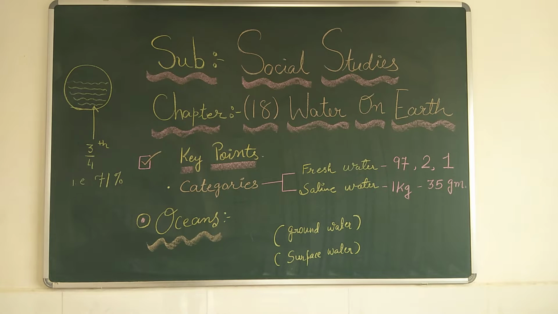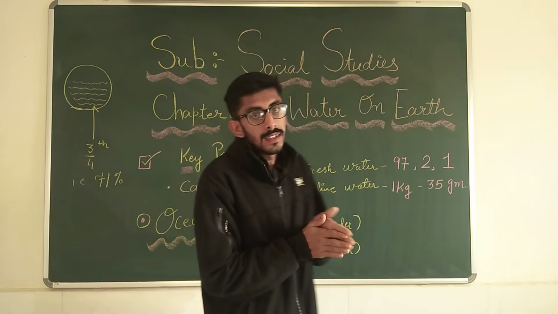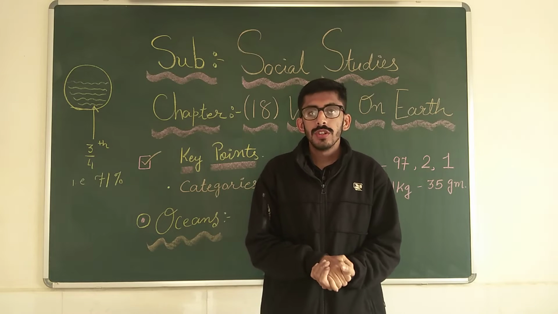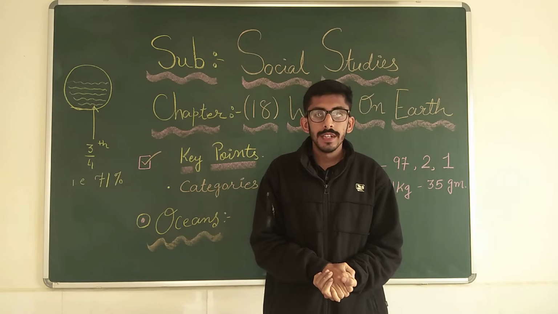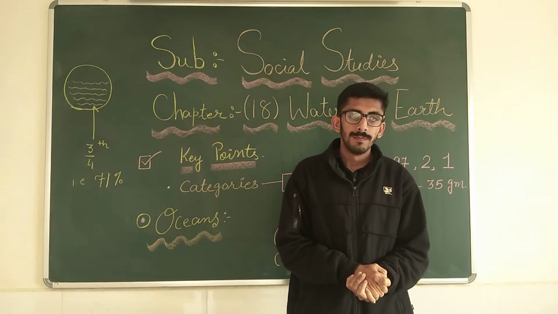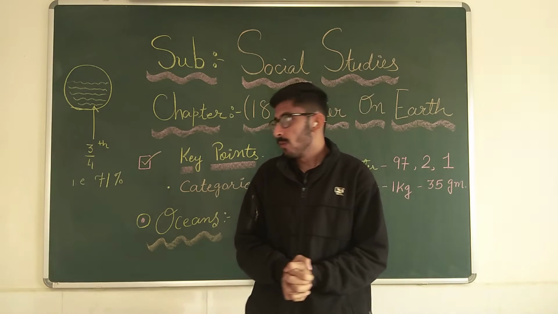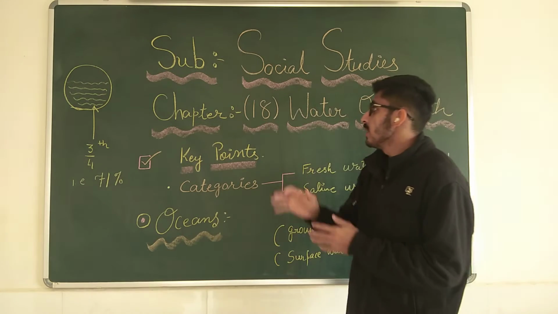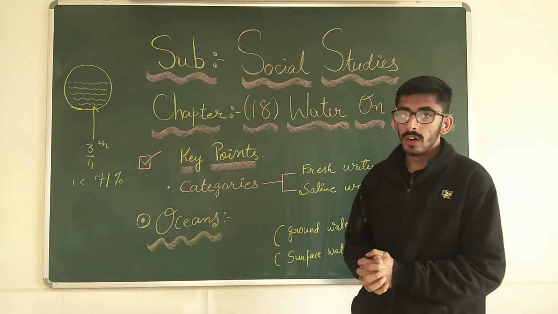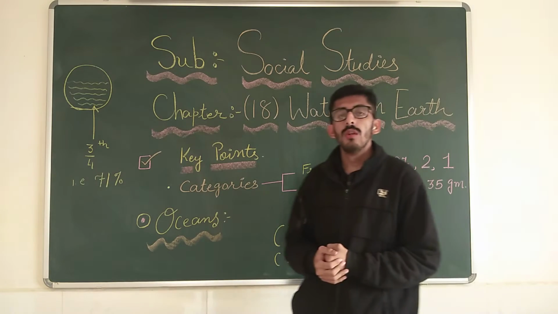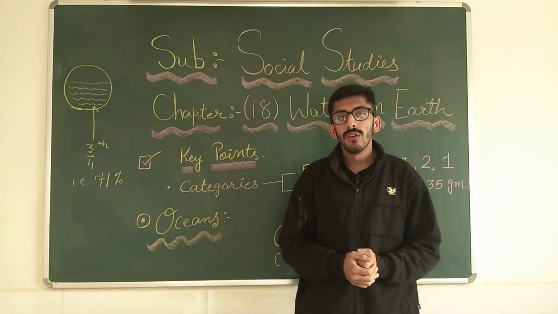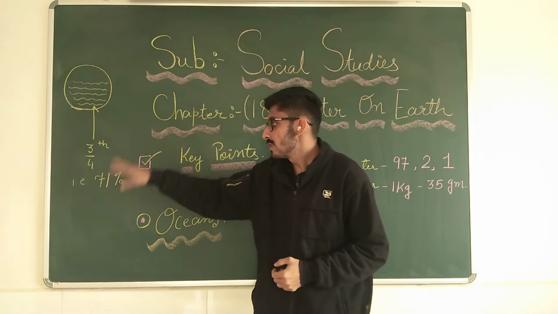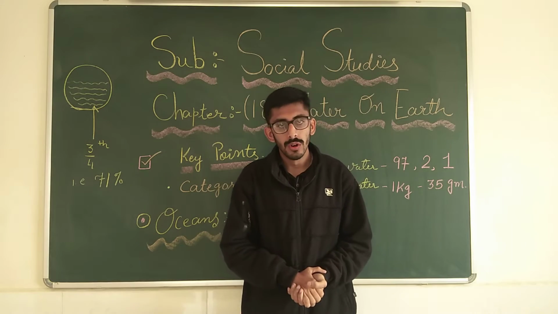Okay, students. So, standard 7. We will be continuing our chapter number 18, Water on Earth of Social Studies. Now, giving some of the introduction, our Earth consists of almost 3/4 proportion of water. That means almost 71 percent water.